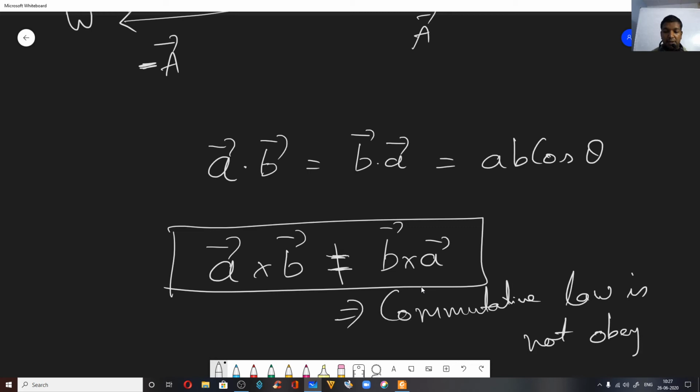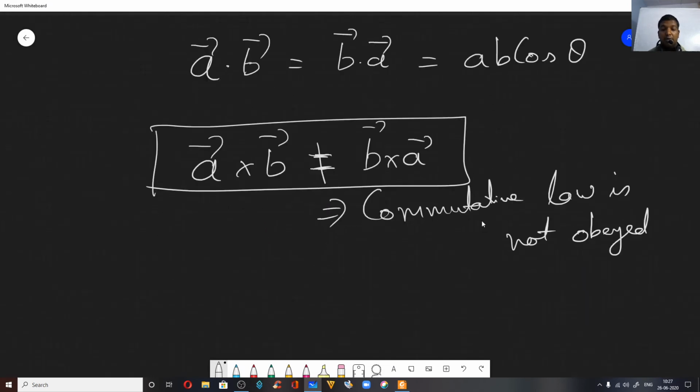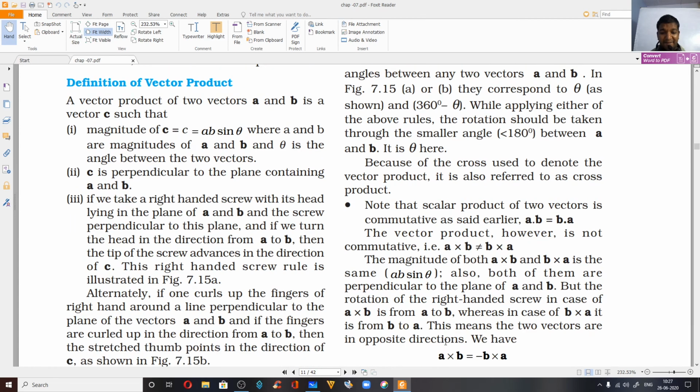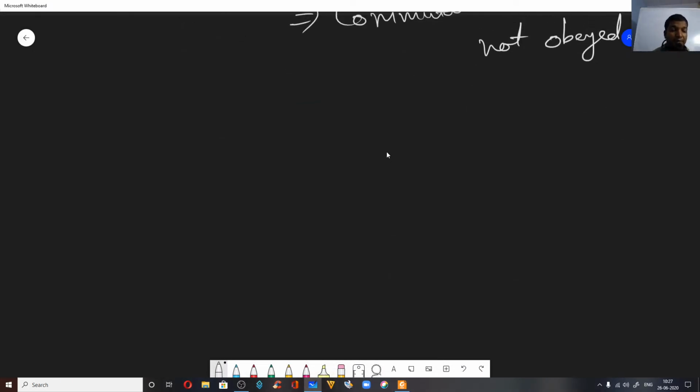Okay, commutative law is not obeyed. All right, coming to your vector multiplication. Now next, let us see one more rule which will help you to find the direction.